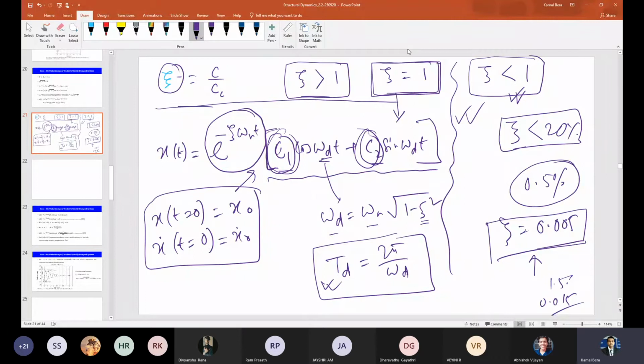So got it, right? What I asked you to do? Just find out the two constants, C1 and C2, using the two initial conditions, the way you have done last time also. Here the extra thing is the e raised to minus zeta omega n t, and instead of omega n inside the parenthesis, it is omega d.